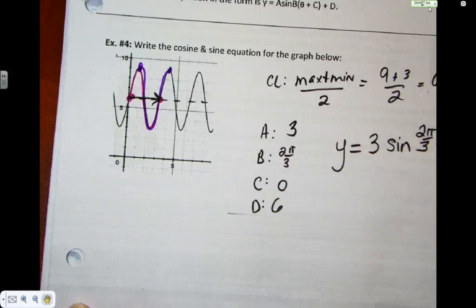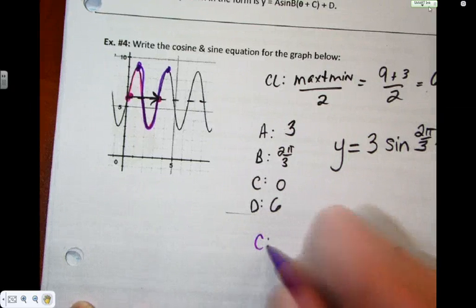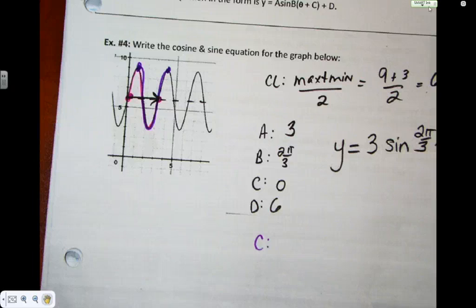Does the center line change? Does the amplitude change? Does the period change? What's the only value that changes? C is the only value that changes. The definition of C is the phase shift. That's the distance from the y-axis to the starting point.